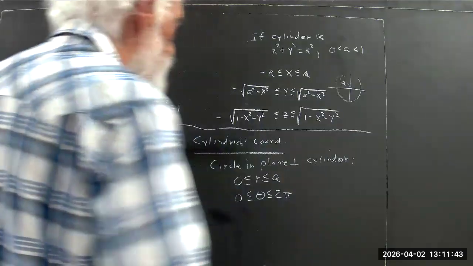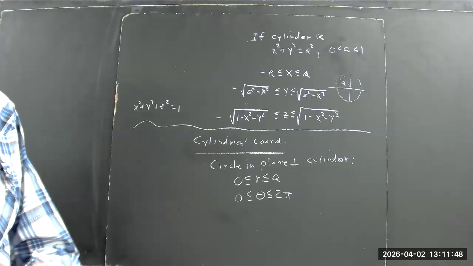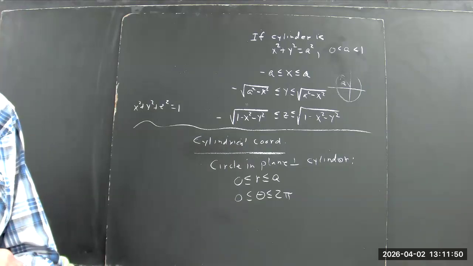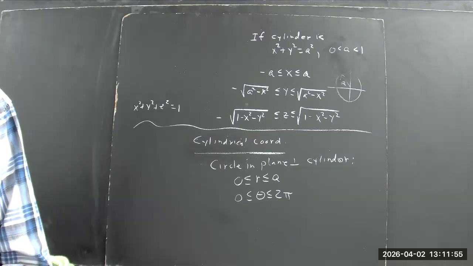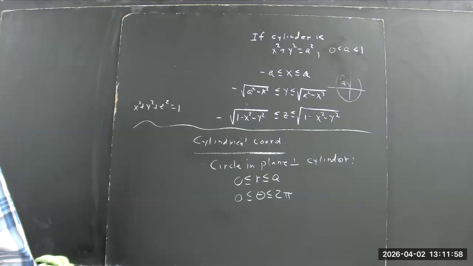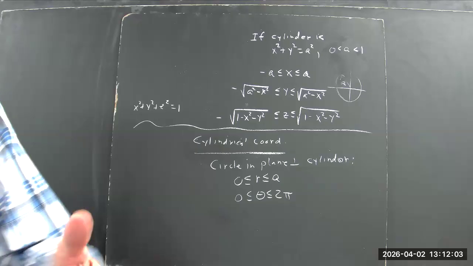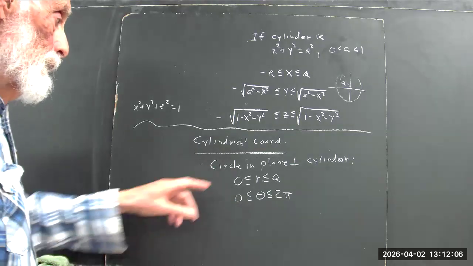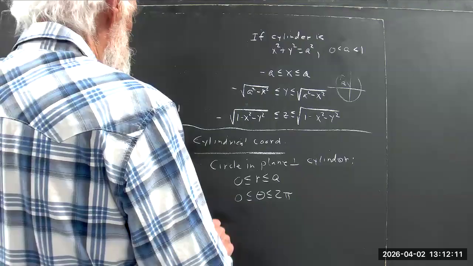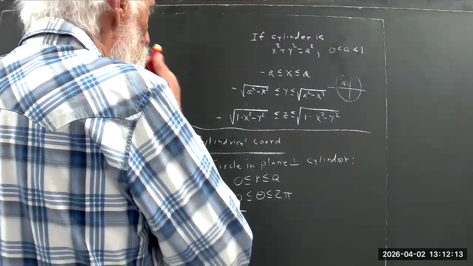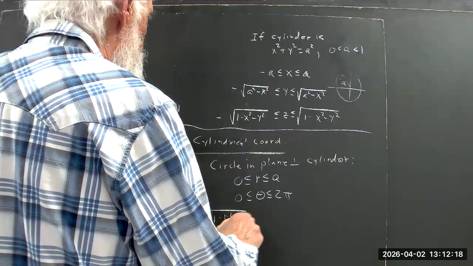The theta coordinate, the angle between the vector from the origin out to the point on the circle, has to be between 0 and 2 pi. And if you go from 0 to 2 pi, you get the whole circle. We can do a wedge out of the circle by restricting theta, but we're not doing that. And then z is just the square root of, instead of 1 minus x squared minus y squared, it's 1 minus r squared.